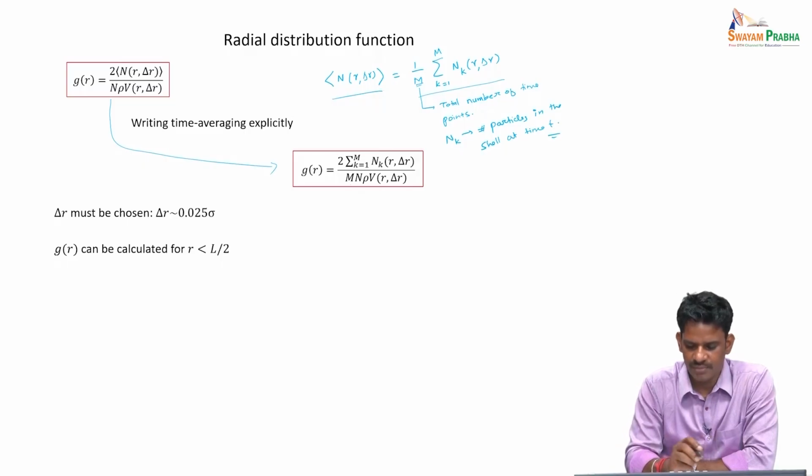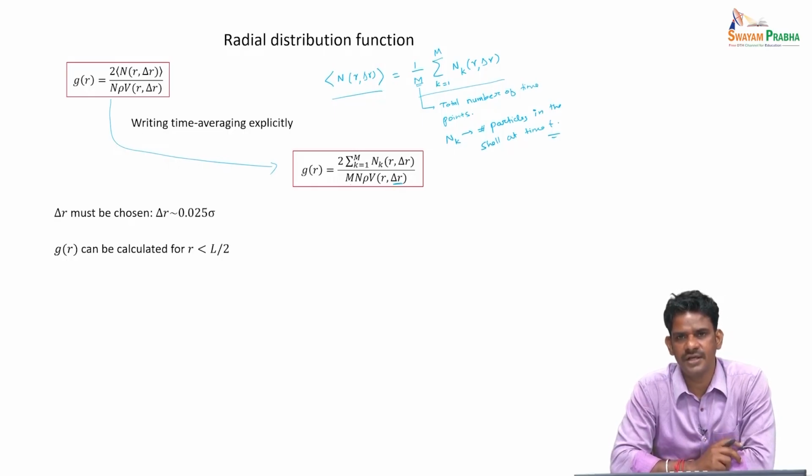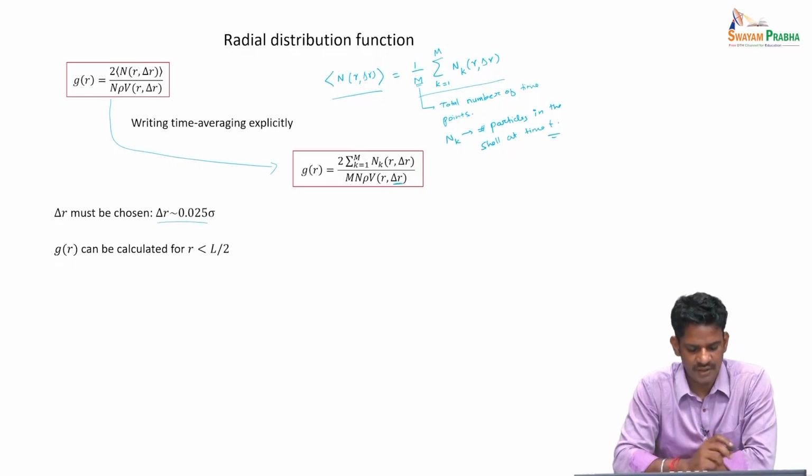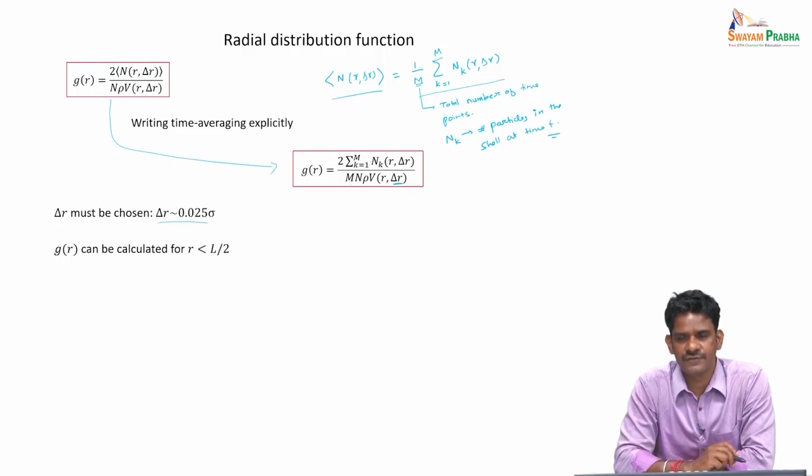Now the practical question of how small or how big the thickness of the shell should be has to be decided. Typically for a Lennard-Jones system, if sigma is our length scale, delta r can be about 2.5% of sigma or maybe 5% of sigma, depending upon the density.